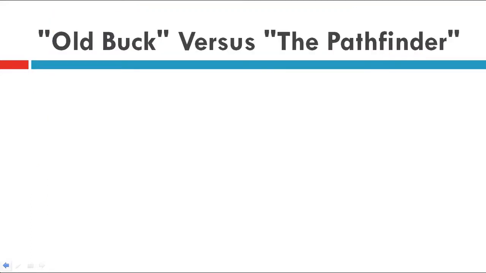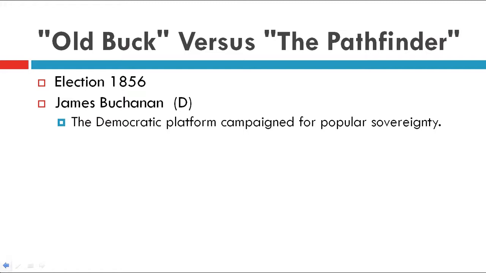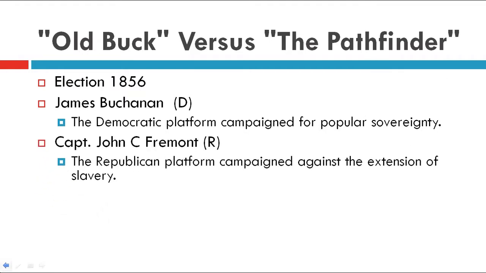Okay, so the election of 1856 will put James Buchanan versus John C. Fremont, as well as Millard Fillmore. We'll talk about that in a second here. But Old Buck, I guess some folks used to pronounce Buchanan, Buck Cannon. I'd never heard that before, to be honest with you. Now, as a Democrat, their platform ran on this idea of popular sovereignty. That makes sense. It's a Democratic concept. The Republicans, however, will run on this idea of preventing the extension of slavery.